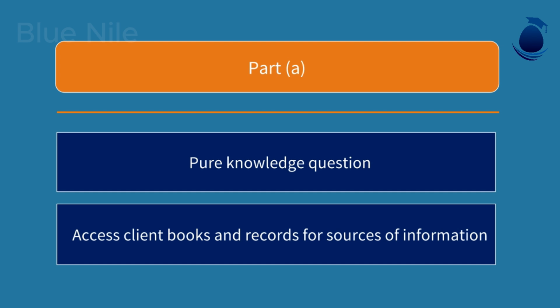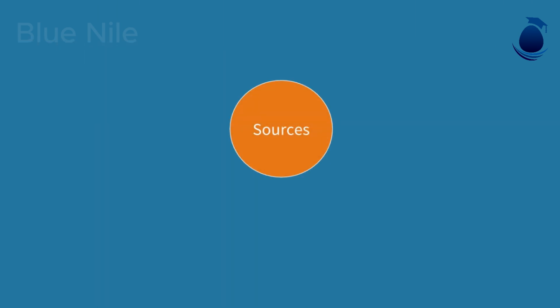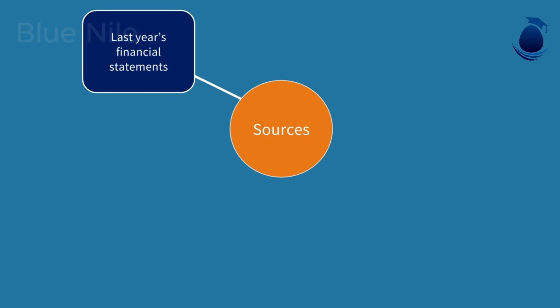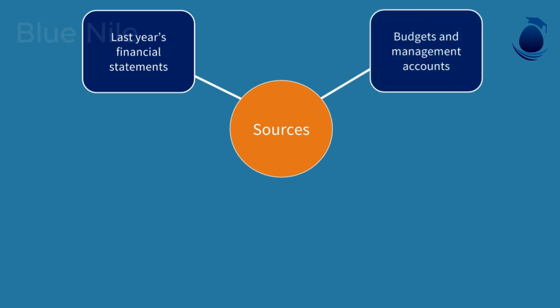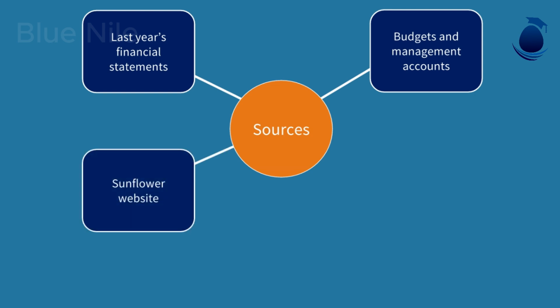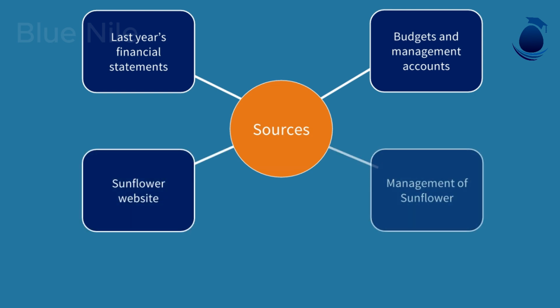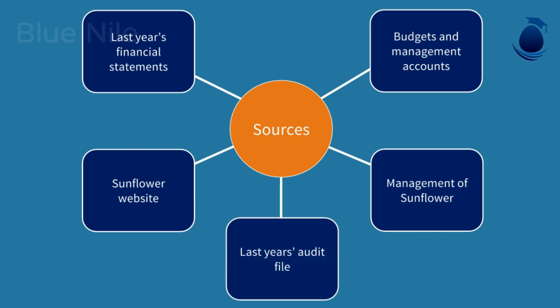Let's outline the 5 sources of information I will use to answer this question. Number 1. Last year's financial statements. Number 2. The current year's budgets and management accounts for Sunflower Stores. Number 3. Sunflower Stores website. Number 4. The management of Sunflower Stores. And number 5. Last year's audit file. Stating 5 of these would give you 2.5 marks in the exam. You will need to describe what you will expect to obtain from the source, and this will give you the remaining 2.5 marks.